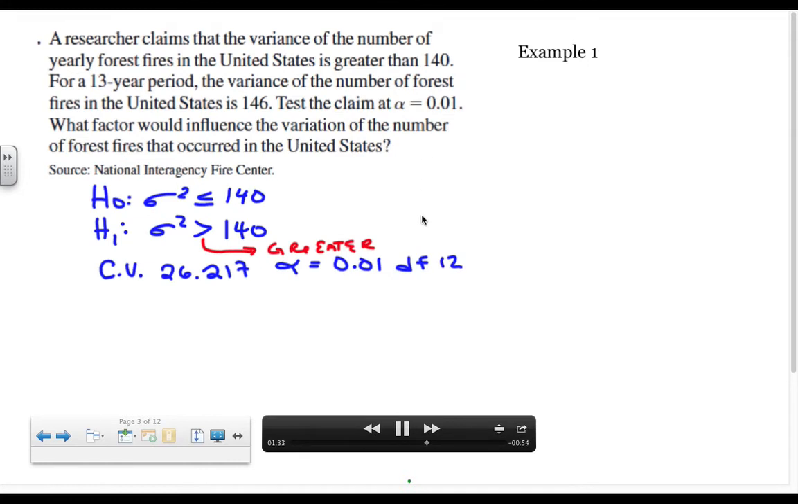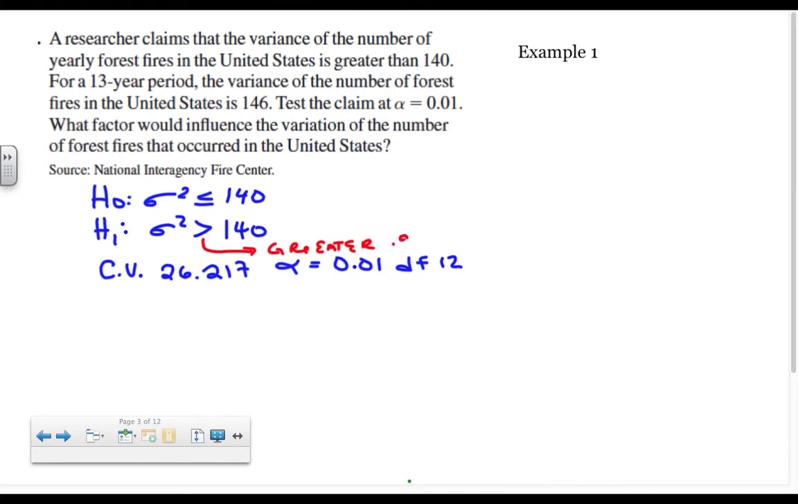If it says less than, then you would go with 0.99, because you want it in the bottom 1%. So we'll use 0.99.